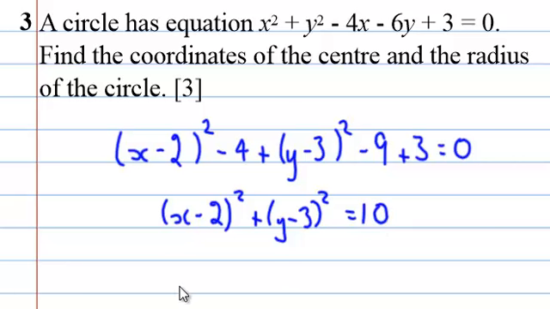So the centre is given by the negative versions of these number terms, which will be 2, 3, and the radius is the square root of 10. There were no units given, so we'll leave the answer without units. It is okay to leave the answer as root 10.